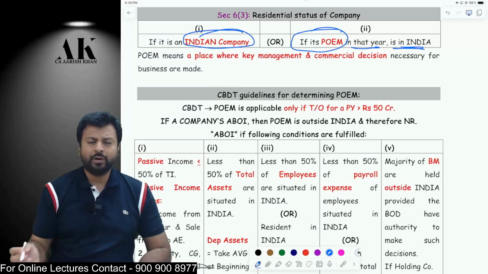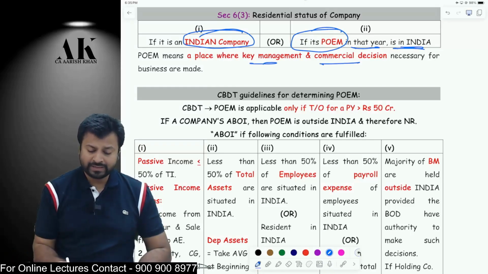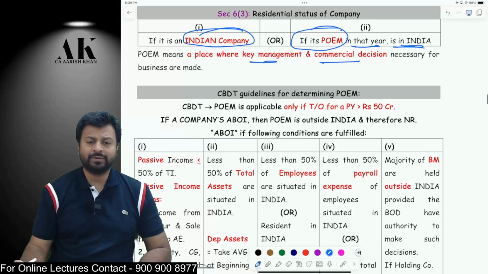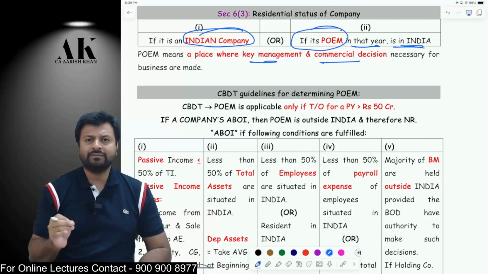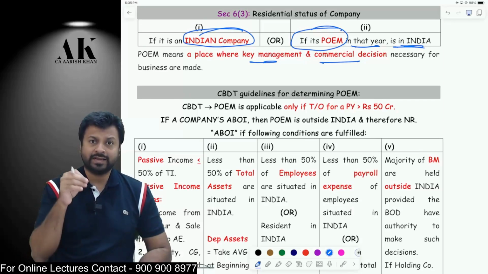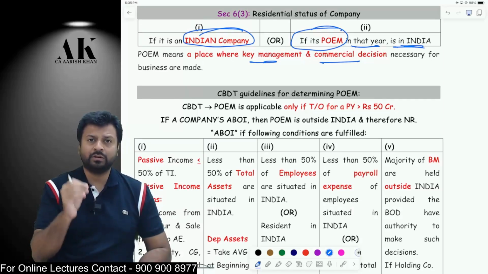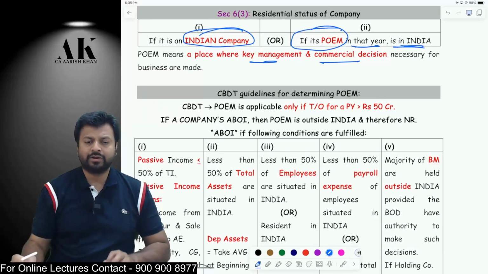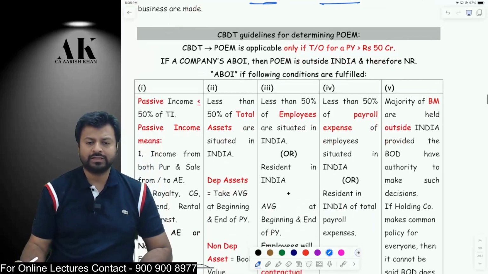Okay. Now, POEM means what? POEM means a place where key management and commercial decisions of the company in substance are taken. If the key management and commercial decisions of the company are taken in India, then it can be said that the POEM of that company is in India. And if the POEM of that company is in India, that company will be called a resident company. I hope it is clear to all of you.